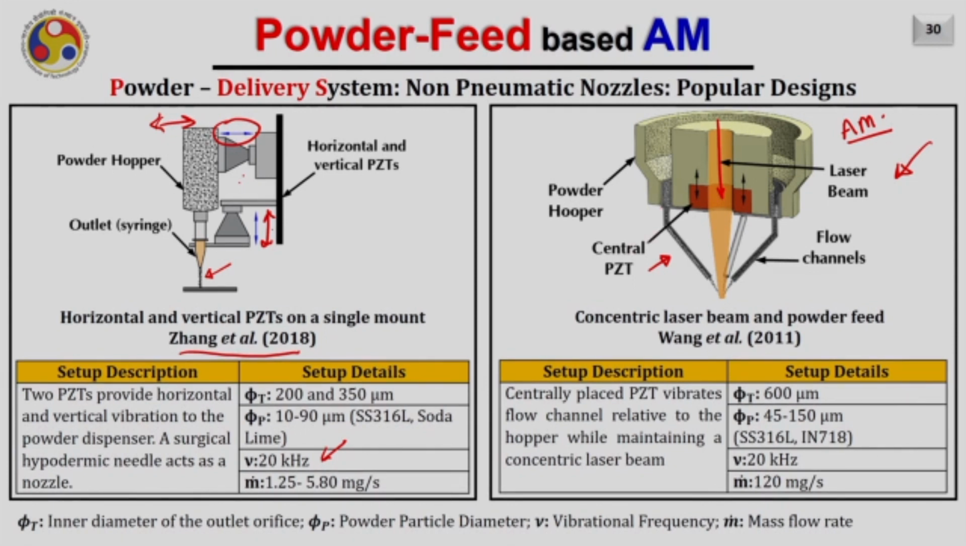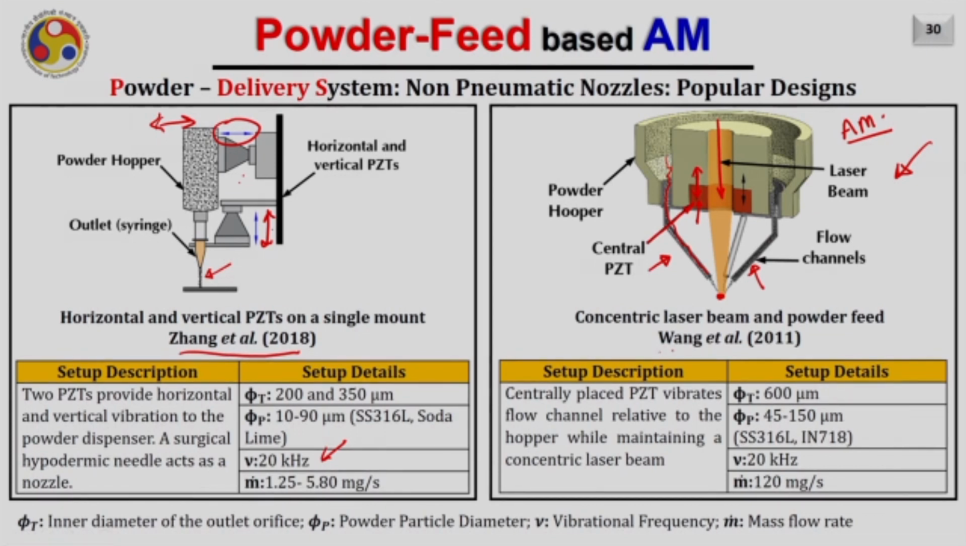Here you can see there is a central piezoelectric. This particular red color material is nothing but the piezoelectric, and if required this piezoelectric actuator can move up and down like this. When the appropriate vibration is given, the powder particles will start flowing through this cone and deliver the material towards the molten pool. The channel diameter in this case is around 600 micron and the powder particle size is 45 to 150 micron.